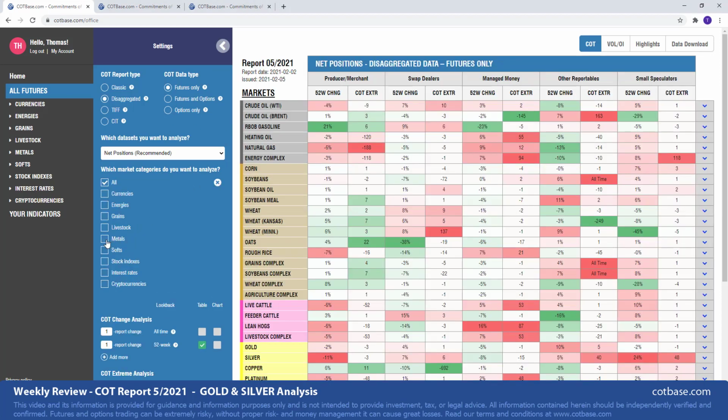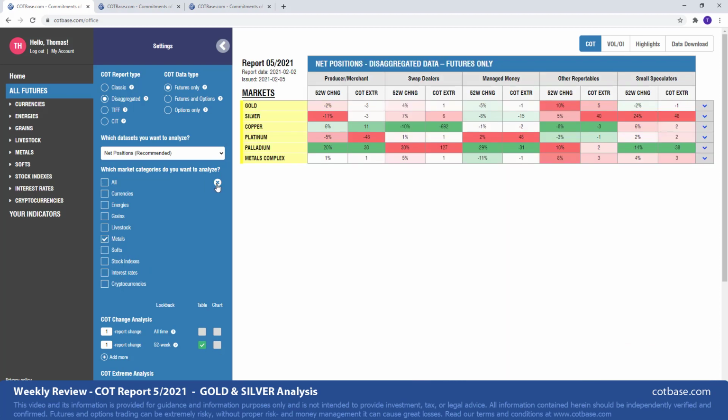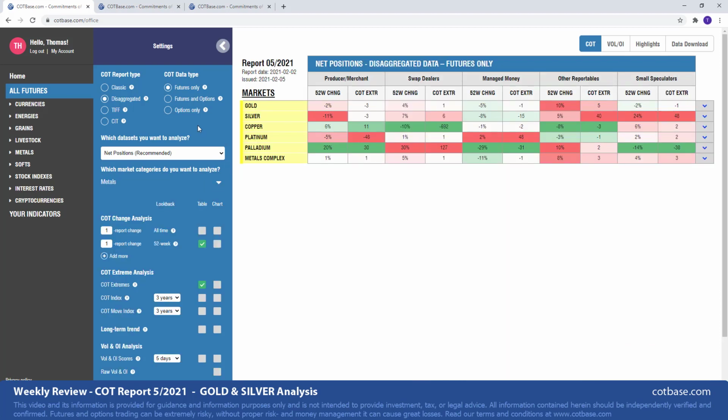Of course, we're talking about a metal, so let's just narrow down the markets to metals, and not only futures data is what we're interested in, but futures and options. So that's what we're going to be looking at.